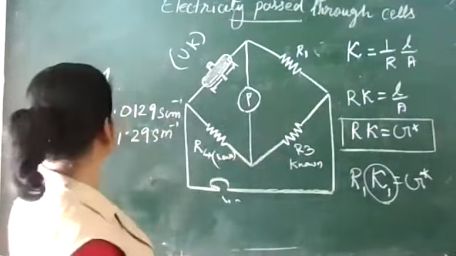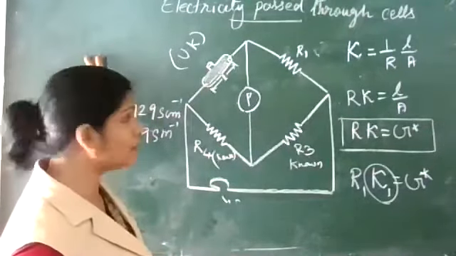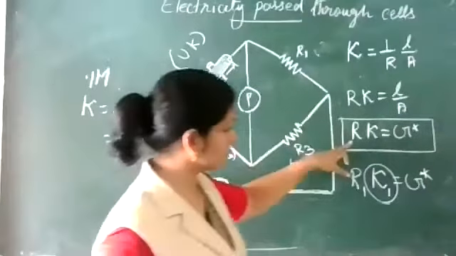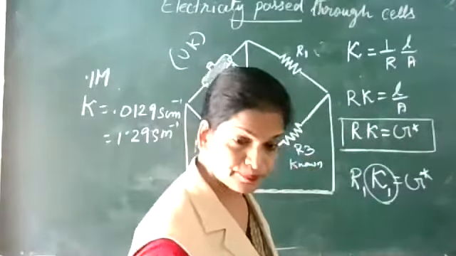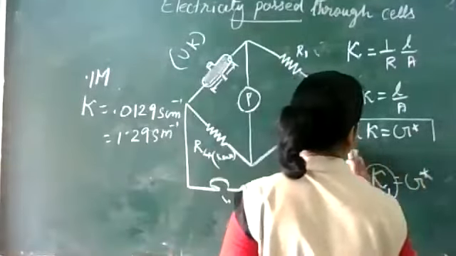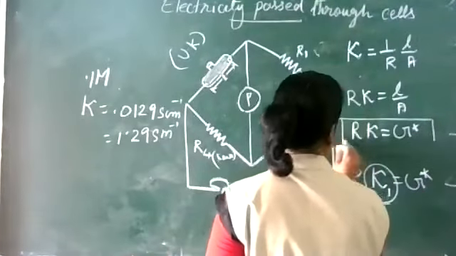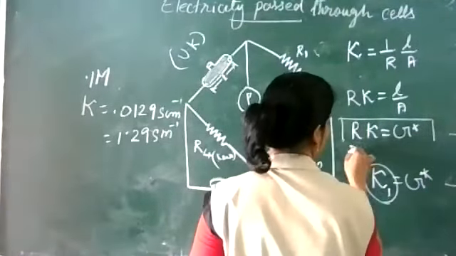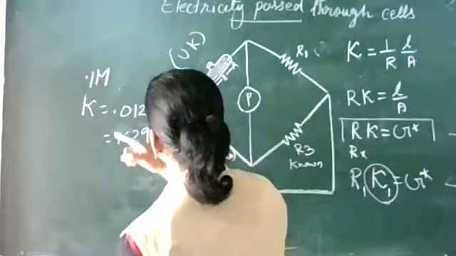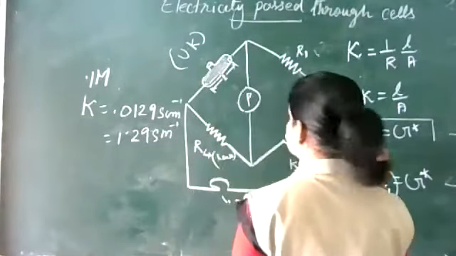You prepare that solution, 0.1 molar KCl solution, and fill it in this conductivity cell. Find out its resistance. So kappa is given, and I'm going to substitute. This is equation 1, and this is equation 2. Resistance I have to find out, R is equal to kappa. What is kappa? Mostly we will be using centimeter inverse only.